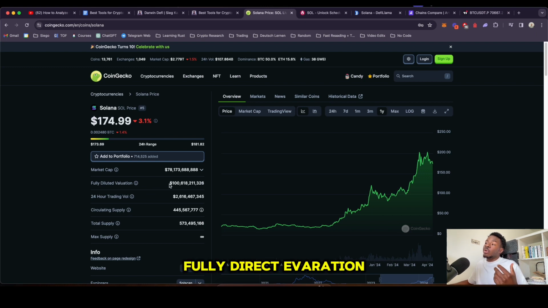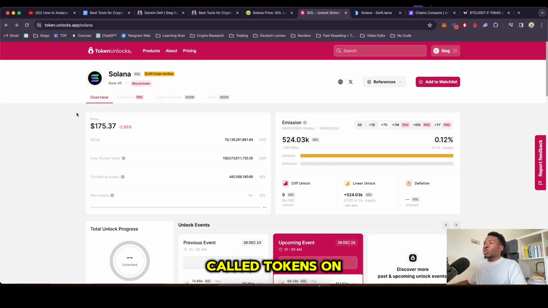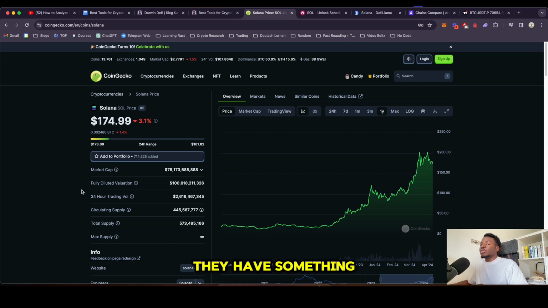And the fully diluted valuation is the multiplication of the price, right, times the total amount of coins that are going to be in circulation, taking into consideration things like the inflation and the tokens that are not yet unlocked. So for example, as I'm going to show you later, with this tool called Token Unlocks, usually when a project like Solana launches, right, they have something called an internal allocation to the initial investors of the protocol. And this allocation is not yet unlocked. So the fully diluted valuation is also going to take that into consideration, right?